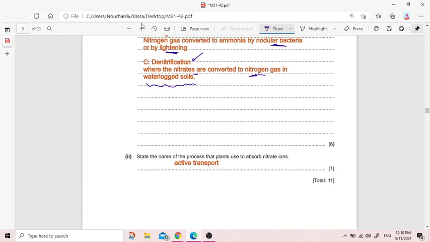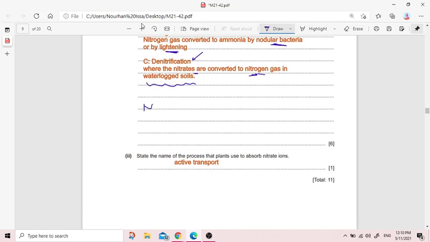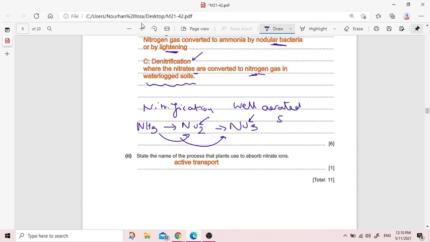Remember this. In nitrification, the ammonia is converted into nitrites and then nitrates. So it is an oxidation process. We added oxygen. Therefore, nitrification needs a well-aerated soil. Well-aerated soil, there should be enough oxygen in the soil to allow the nitrification.